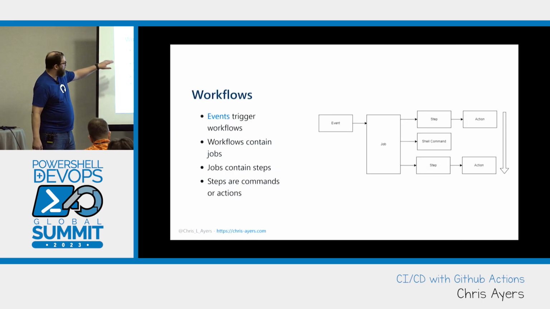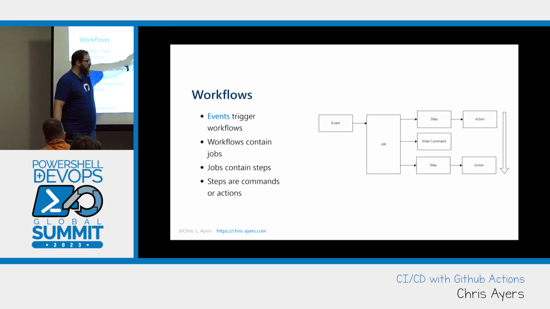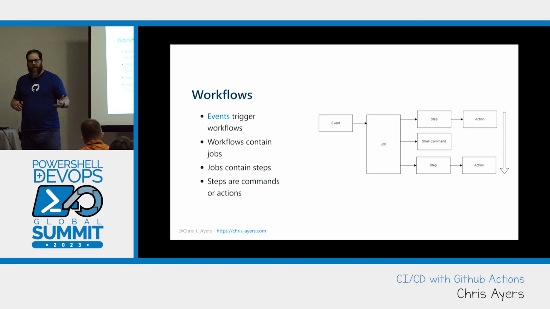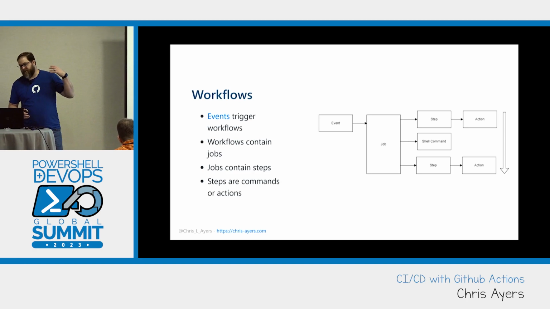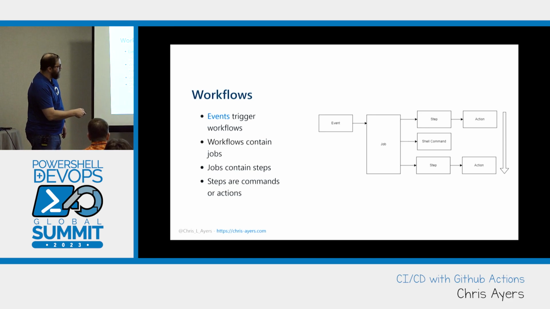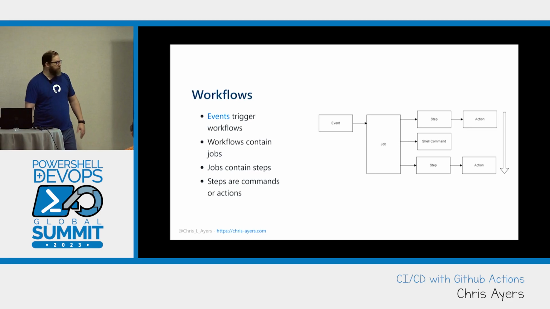There are a lot of events that trigger workflows. I'll show you them. So event happens, runs a job. Jobs contain one or more steps, script actions, shell commands. These all run in order. So like step 1, step 2, step 3. They will run top to bottom in a very defined order.